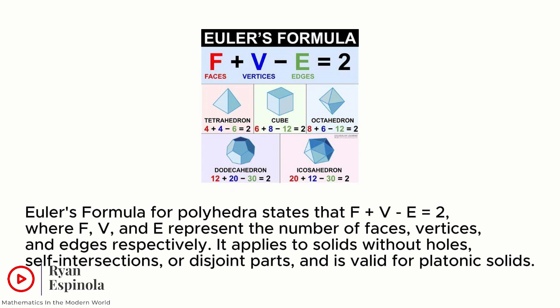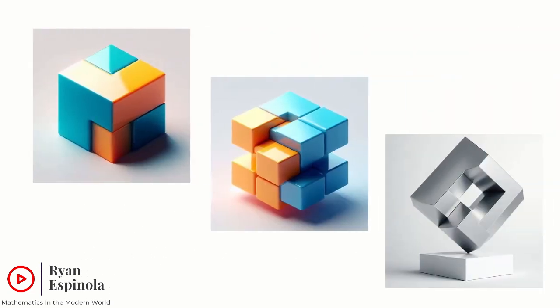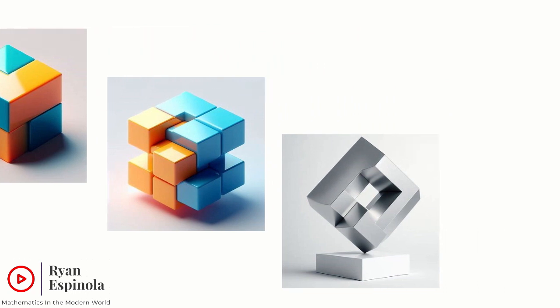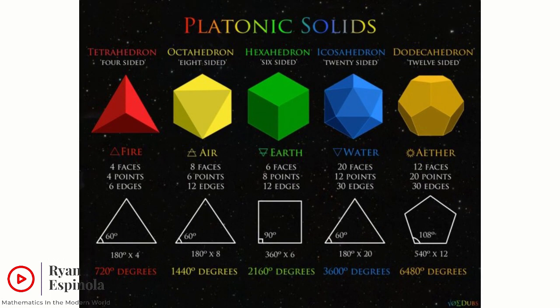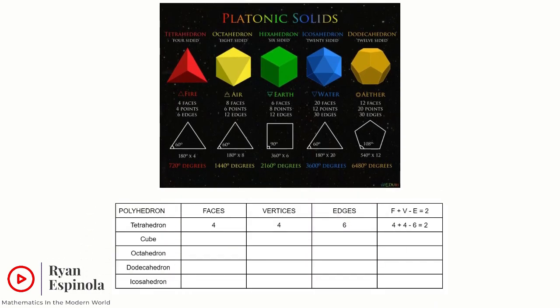This formula works only on solids that do not have any holes and do not intersect themselves. It also cannot be made up of two pieces stuck together, such as two cubes stuck together by one vertex. Euler's formula works on the Platonic solids. Let's verify Euler's formula for each of the regular polyhedra by supplying the necessary information in this table.